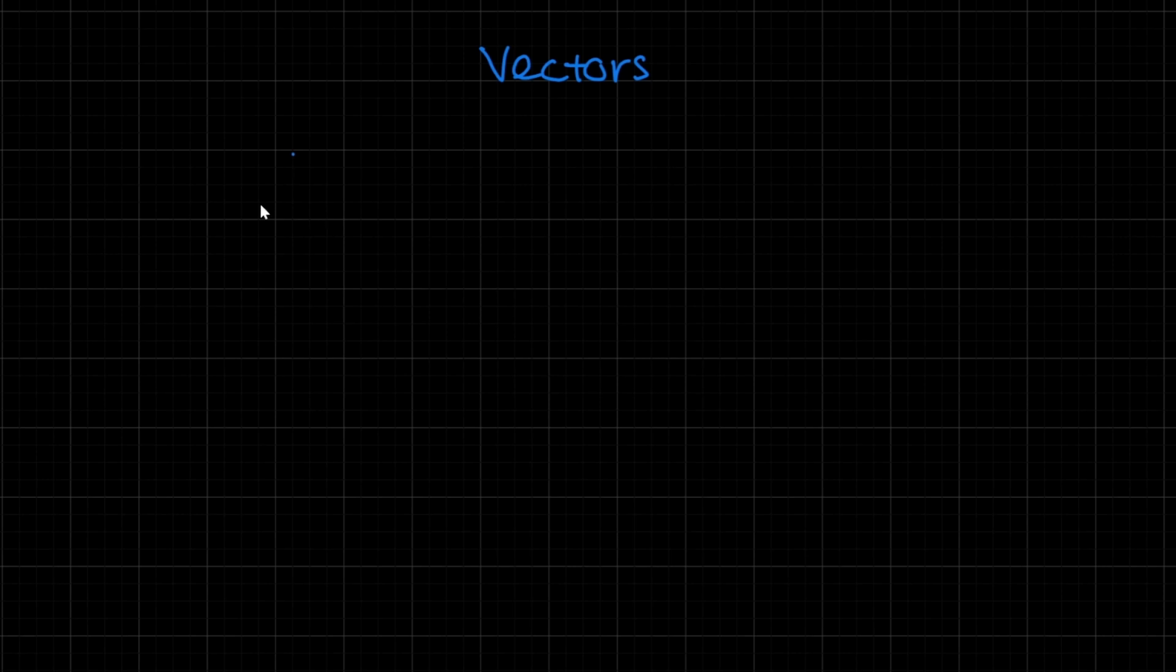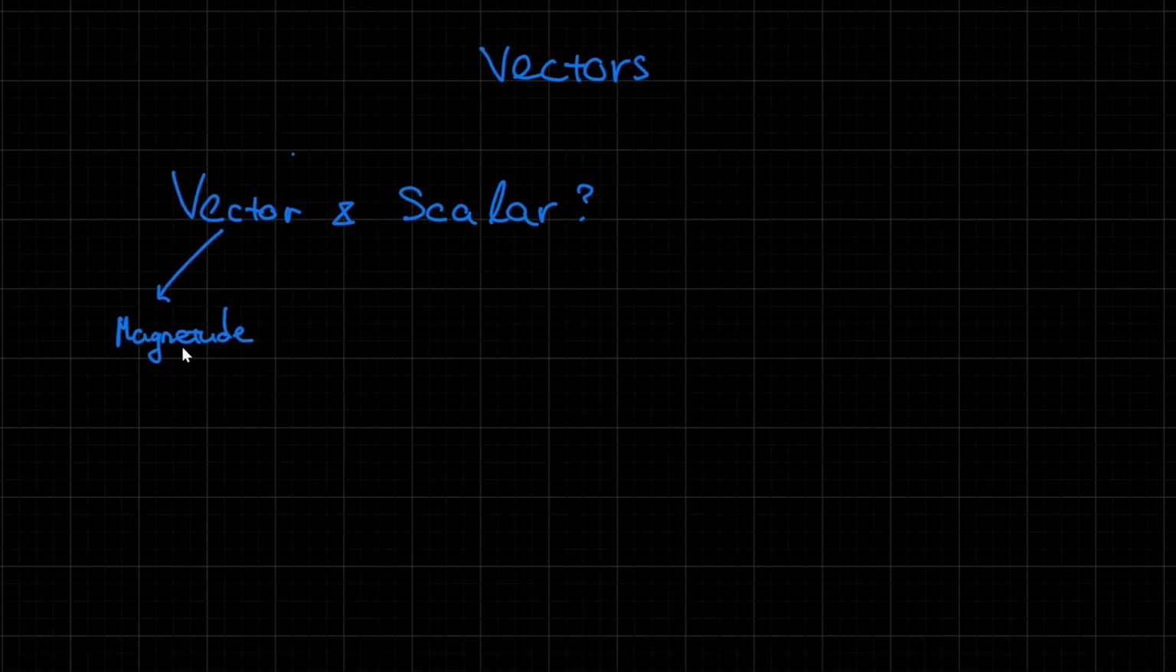To start off, we'll talk about vectors. So, what is a vector and what is a scalar? These both represent a quantity. However, a vector includes not just magnitude, but also direction. And a scalar, on the other hand, only needs magnitude.